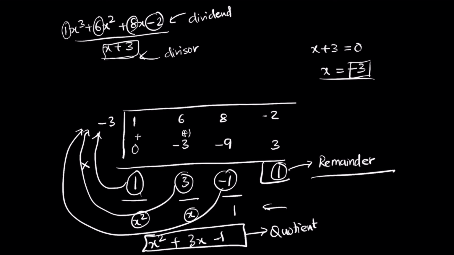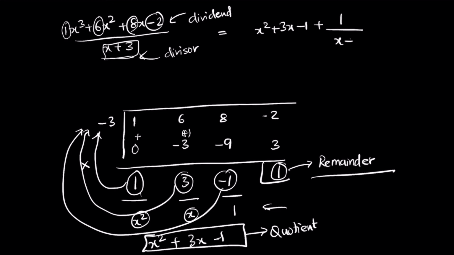Now, how would you write this equation here? This can be written as x square plus 3x minus 1, and write down the remainder. Remainder is plus 1, so plus 1 over, write down the divisor, x plus 3. So this is the answer. So this is how you do synthetic division. This is the method that we use for synthetic division.